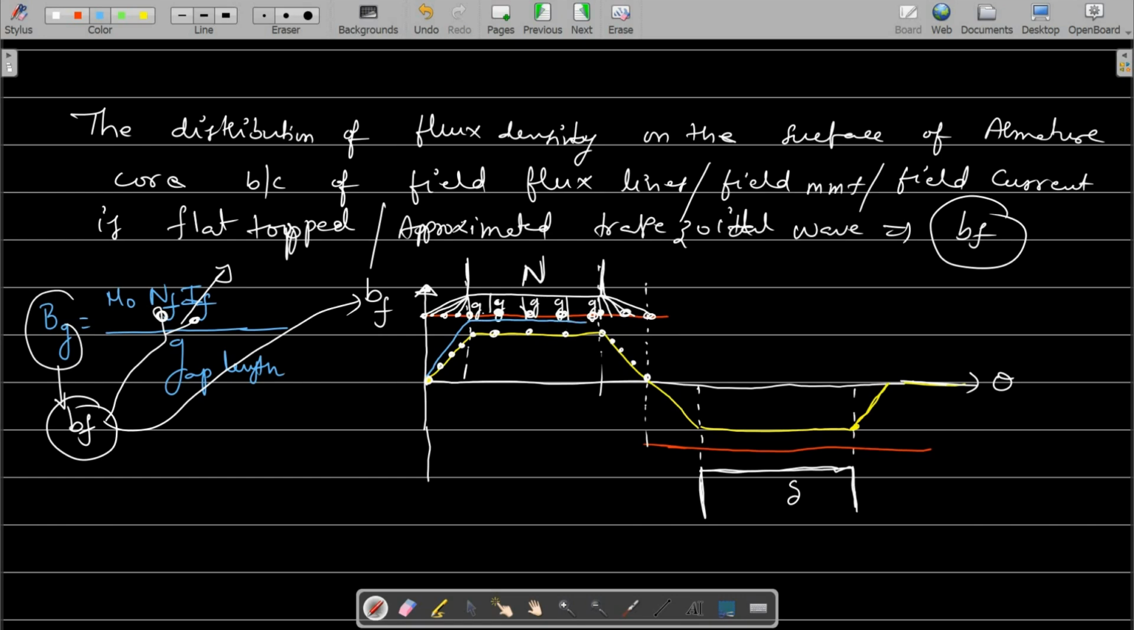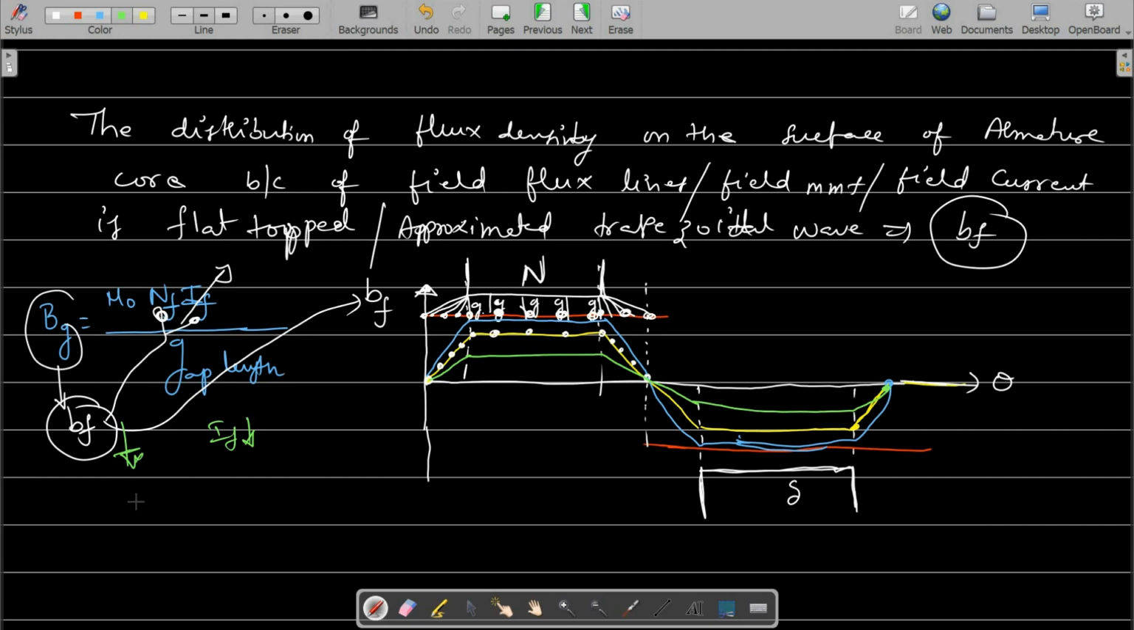Like this, it will be increased at every space angle, in the negative sense also. And if the field current IF is reduced, then the BF waveform will also reduce. That is, it will be reduced at every space angle.